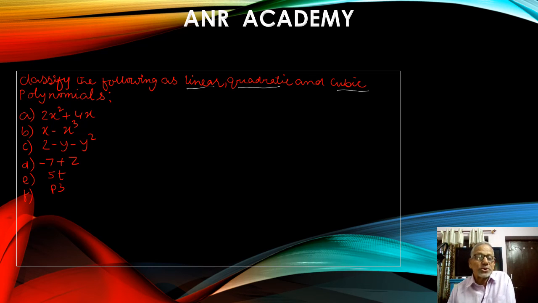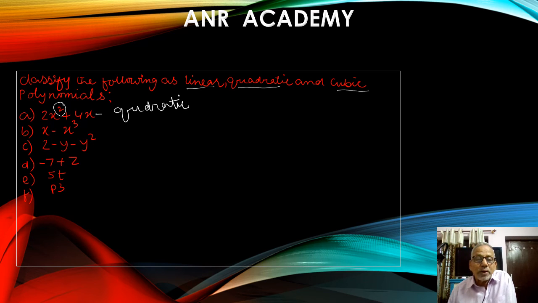So what is your first question? 2x square plus 4x. What is the degree of this polynomial? Degree of the polynomial means the highest power of the variable. It is 2. So this is a quadratic polynomial.